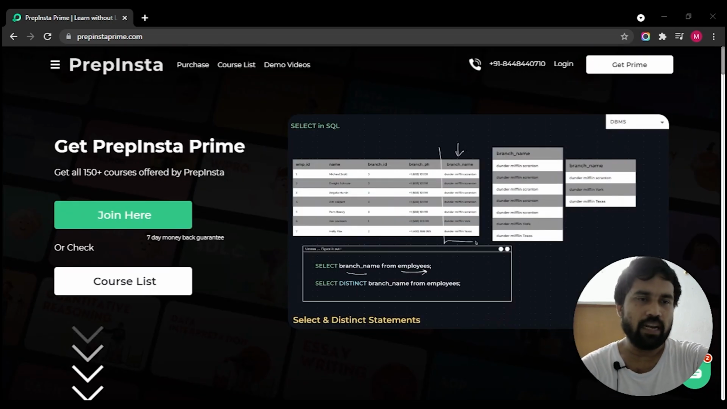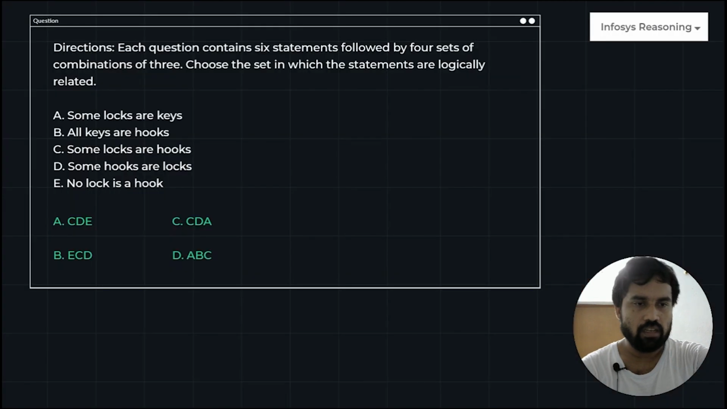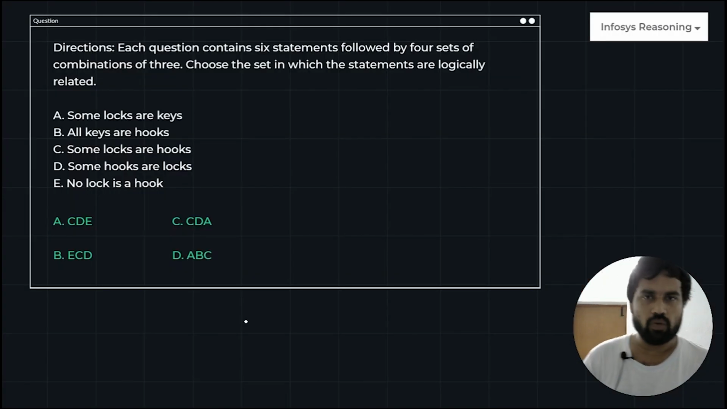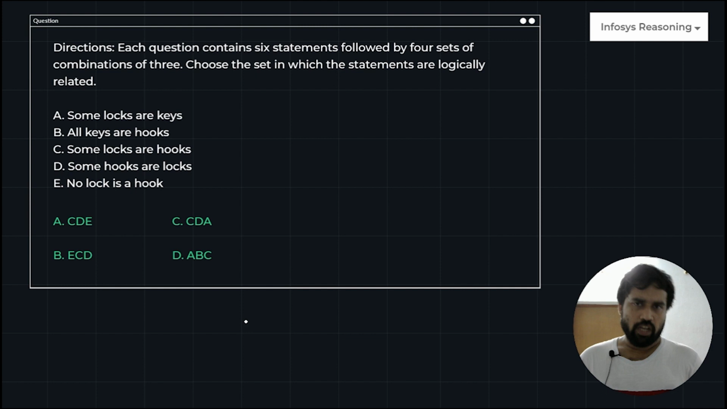And let's get back to the question and answers. So yes, this is the question we are discussing already. So I hope everyone has done well. So just look into the explanation of how to do this. So just look at the directions, guys.